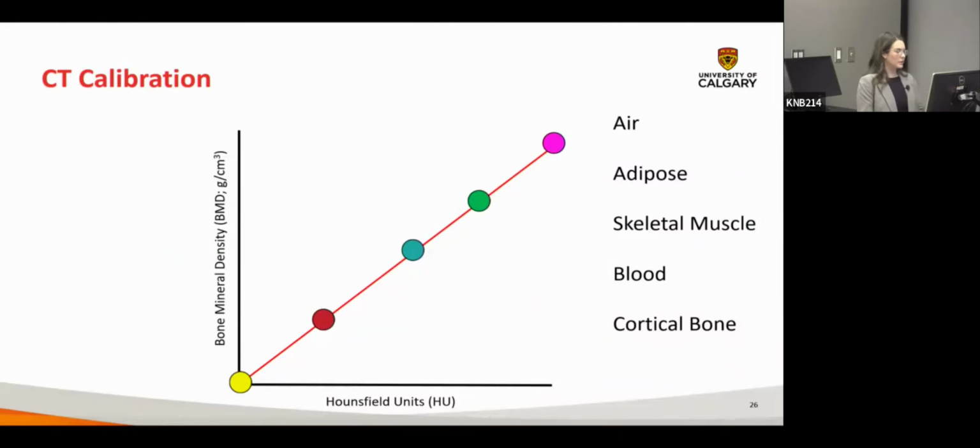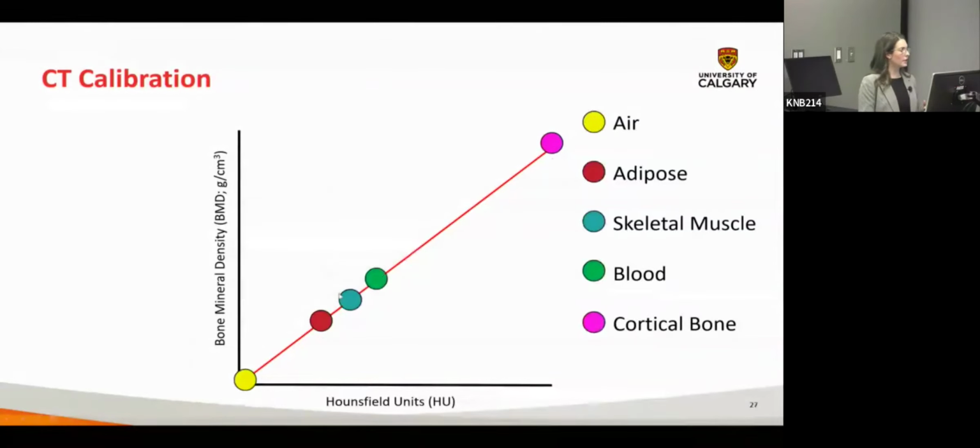And then if I were to actually plot this, it would look something more like this. According to the Hounsfield units, we get this grouping of the blood, skeletal muscle, and adipose tissue down here, and then cortical at the top and air at the bottom.